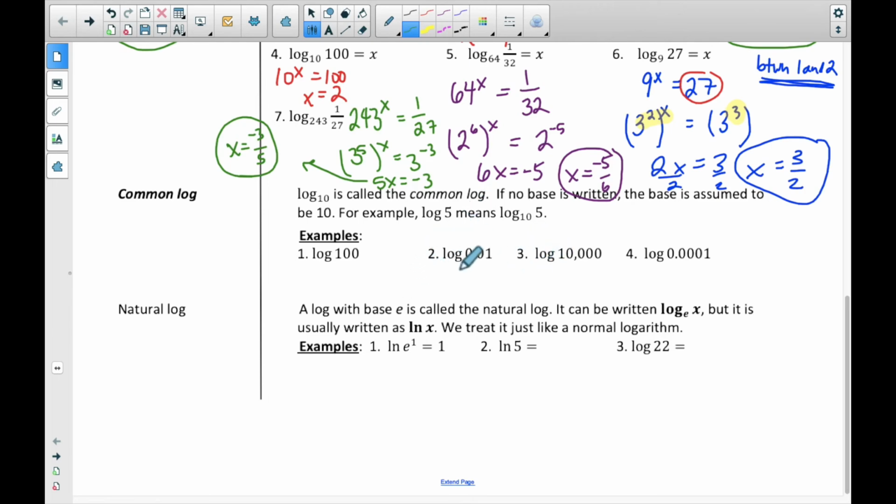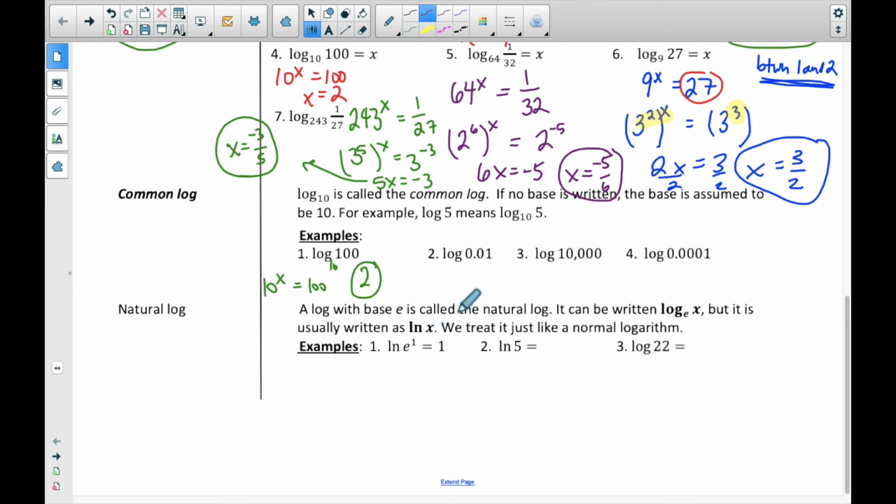A lot of times in these examples, it'll be a little bit like scientific notation in a way. So let's take a look at number 1. If this is log base 10, then we're asking ourselves, 10 to what power is 100? We had that problem earlier, and the answer was 2. So the log of 100, the answer is 2.